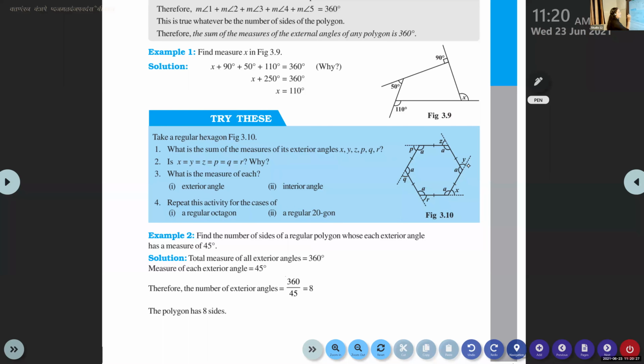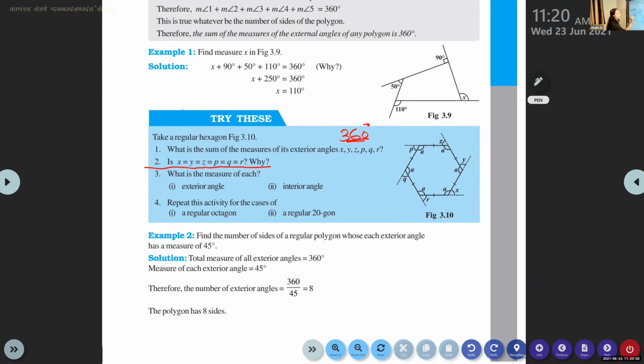Okay, children. What is the sum of the measures of its exterior angles? 360 degree. Because you know that sum of exterior angle is equal to 360 degree. So X plus Y plus Z plus P plus Q plus R equal to 360 degree. Okay, clear. You understood it? Yes, ma'am.